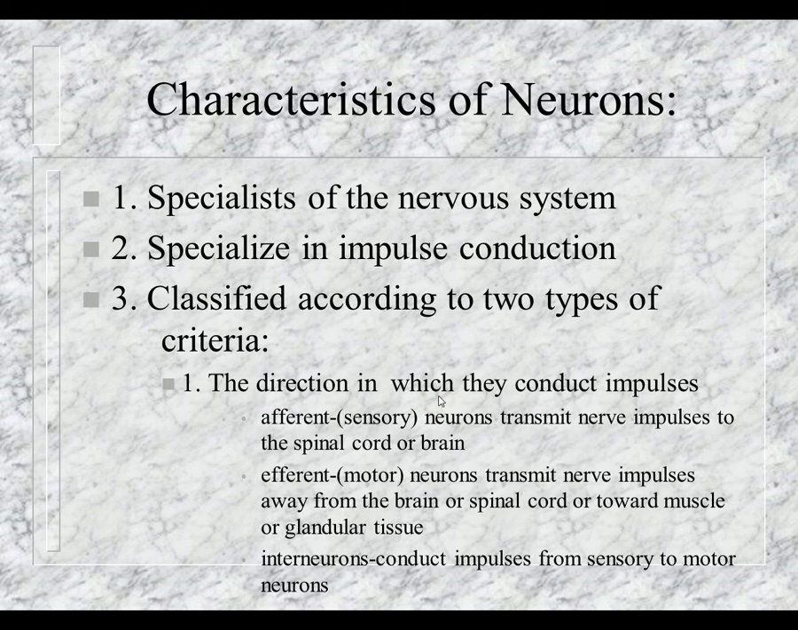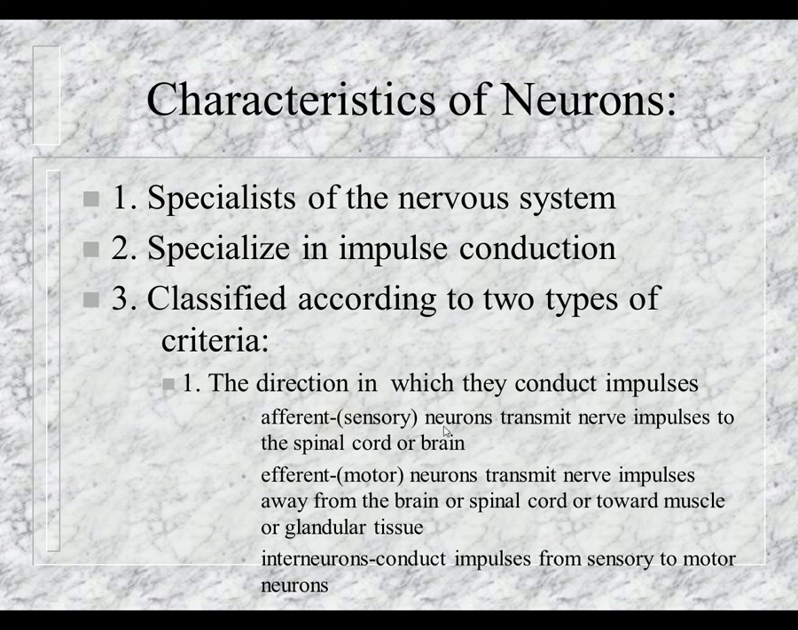One is the direction in which they conduct impulses, and two is the number of processes that they have. So again, if you were to ask me what they are specialists of, I would say they have two characteristics: excitability and conductivity. Excitability and conductivity. Well, let's look at the direction in which they conduct impulses.